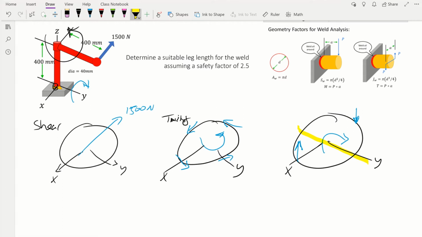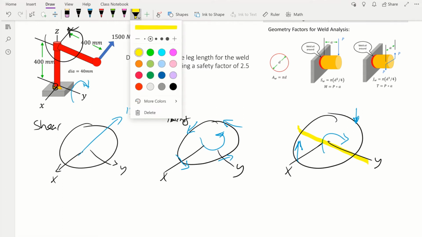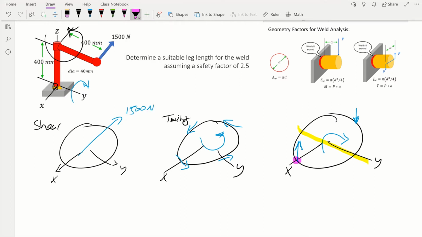So that means that for the bending case, this point over here is the worst case. So once we figured out this is the worst case and all the other ones are the same, right? Automatically it means we have to analyze that point over there. Again, this last case was from the bending.